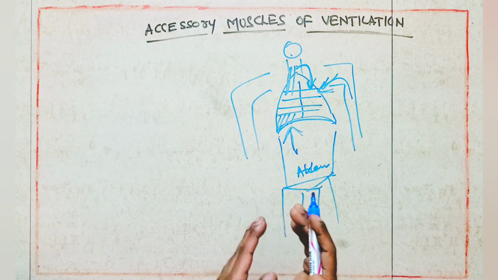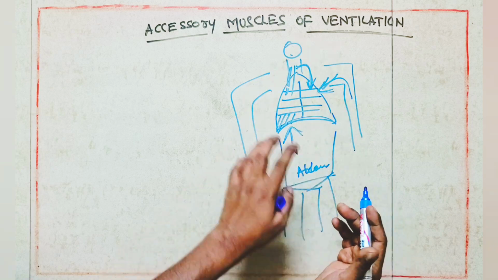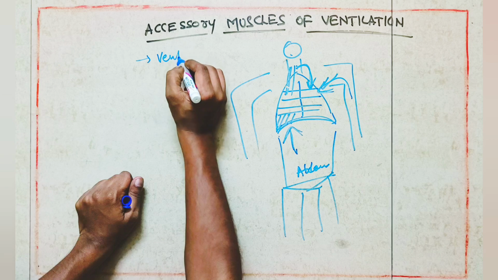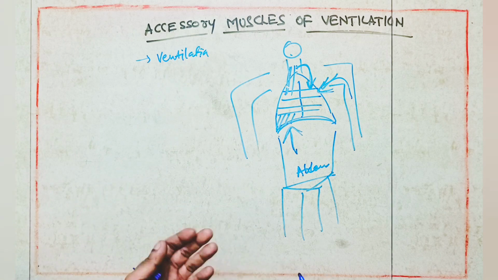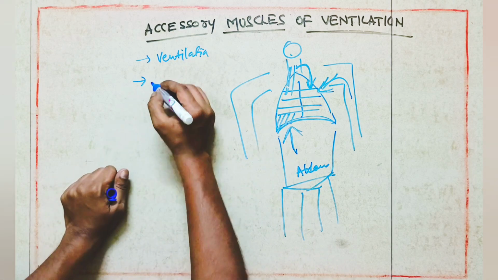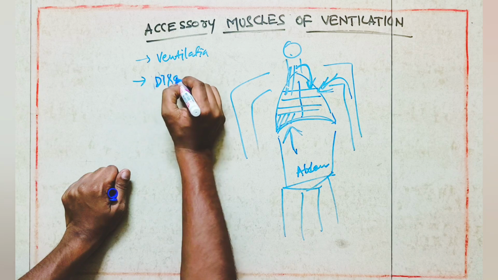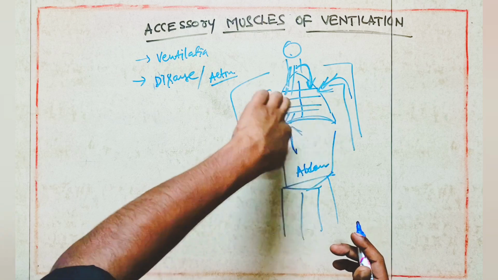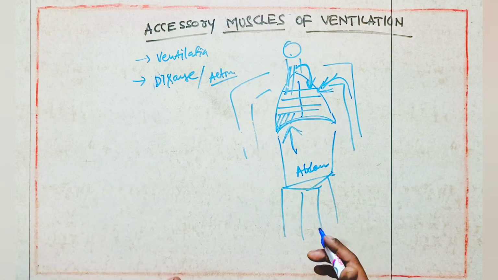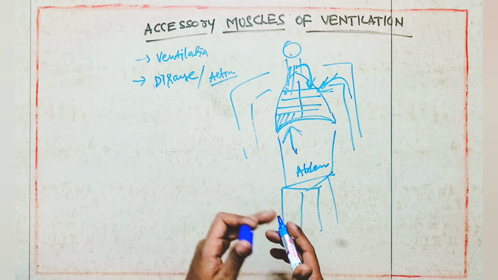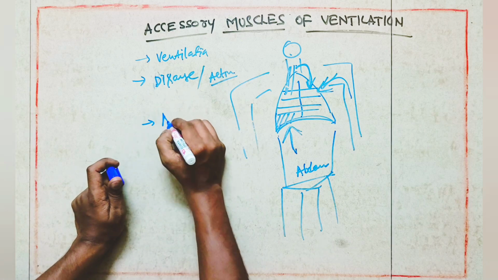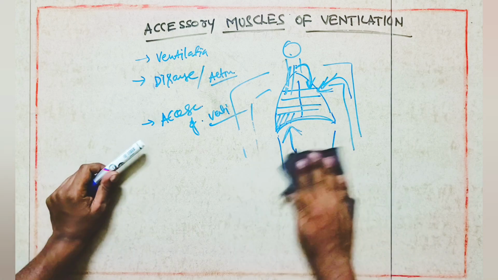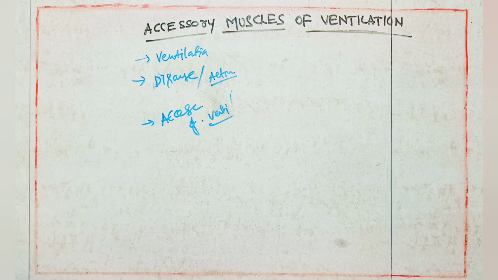The muscles which are connected to the rib cage from the other portions are capable of helping in ventilation. So when these muscles help, suppose the patient gets an injury or a disease, or maybe he is doing some activity, at that time the other muscles help in ventilation. The muscles which help in ventilation other than the primary muscles are called the accessory muscles of ventilation. In this group we have so many muscles.